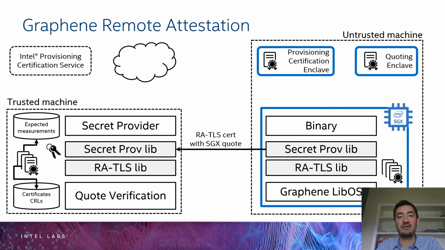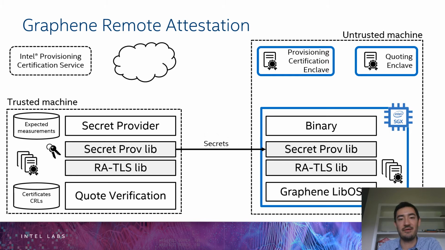Then, the secret provisioning library establishes a secure TLS channel with the user's machine. During the TLS handshake, the RA-TLS library installs a special verification callback that receives the certificate chain with three certificates: the leaf RA-TLS certificate, the second-level SGX quote identifying the enclave, and the top-level certificate identifying the SGX platform. Since the three certificates in the chain contain all SGX-related information, the user compares the retrieved measurements against the expected ones and decides whether to trust the remote enclave or not.